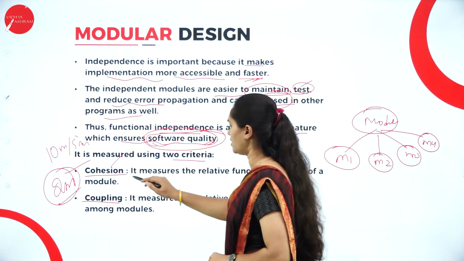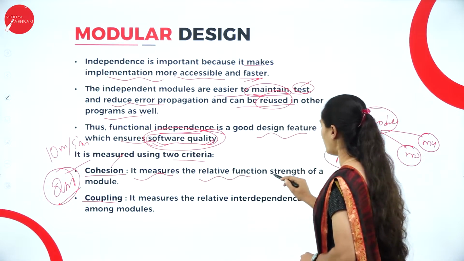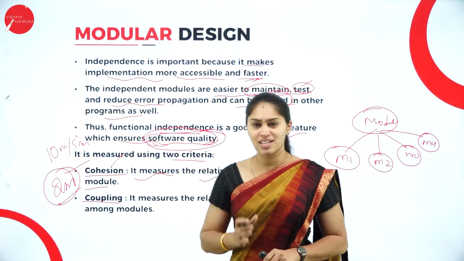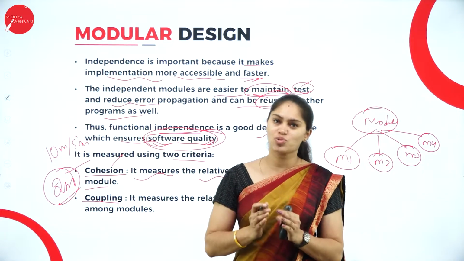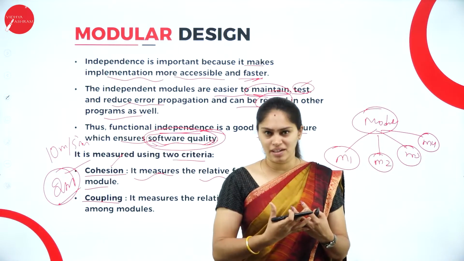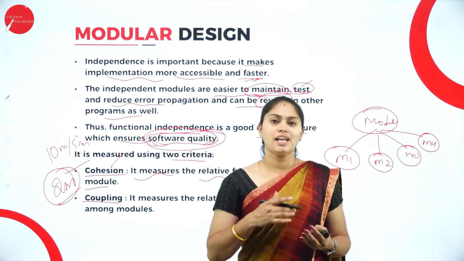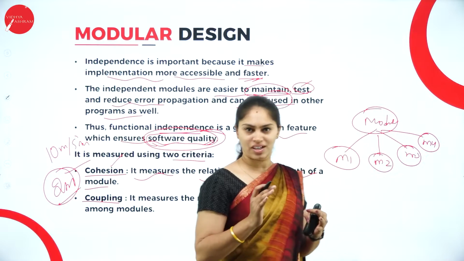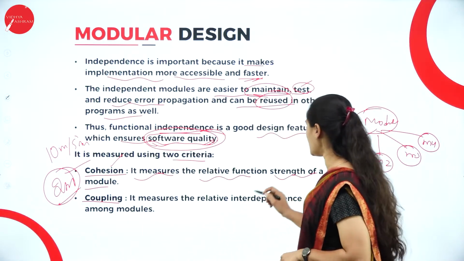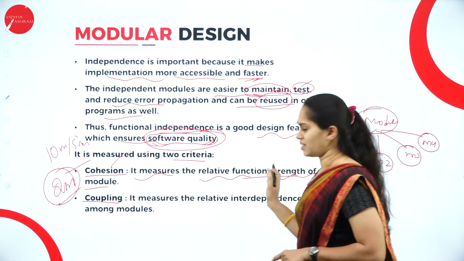What is cohesion here? It measures the relative functional strength of a module. This mainly specifies the independence of each module. How independent module 1 is, and how potential it is to satisfy the requirement of a customer. That is M1. So it mainly specifies the functional strength of a particular module.